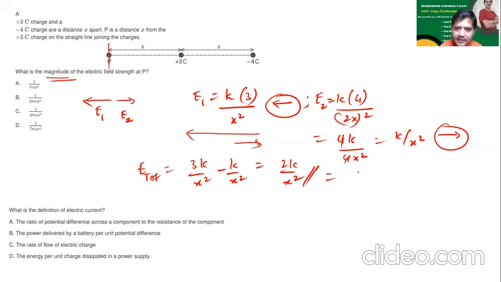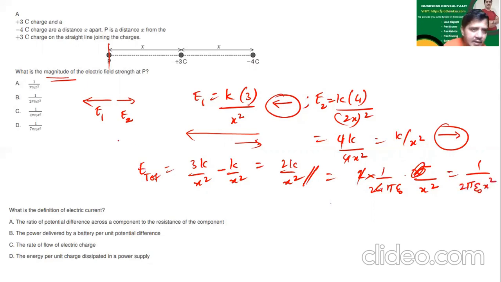Now let us simplify this. 2 into, what is the k value? 1 by 4 pi epsilon naught into x square. So this x square should come downwards. So which should now be equal to 2 1s are 2, 2 2s are 4, which should be 1 by 2 pi epsilon naught x square. Which option is this? Option B. Okay, now let us move on to the next one.